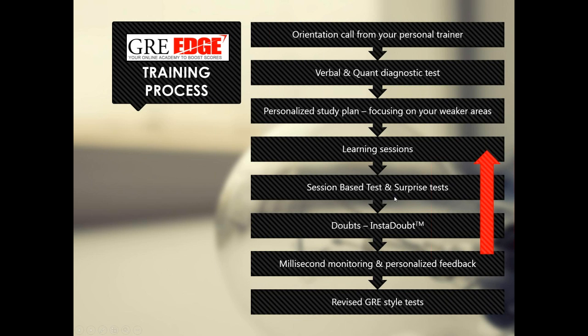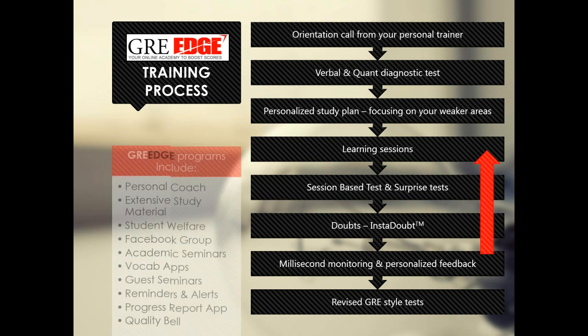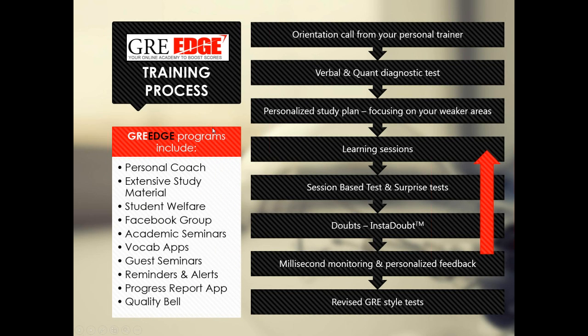Okay. And once you're done with the learning sessions, you'll have revised GRE style tests based on the program which you're going to join, and after that you have full-length GRE style tests. Apart from this, you will have extensive study material. You have student welfare who can help you with any non-academic doubts, non-academic issues, and admission-related doubts. You have a Facebook group which is only for GREedge students, where discussions are mostly about admissions and where you are applying. And we have vocab apps, guest seminars, reminder alerts, progress reports, and a quality bell.